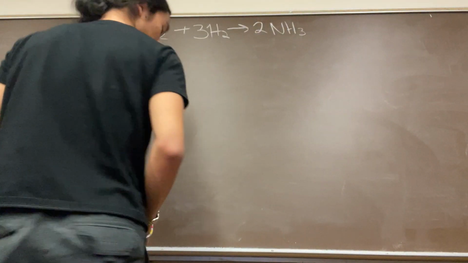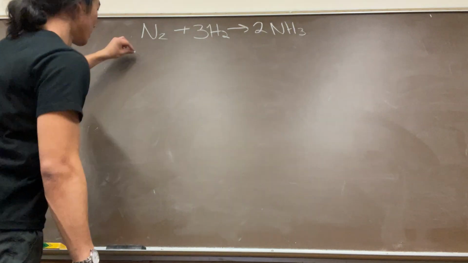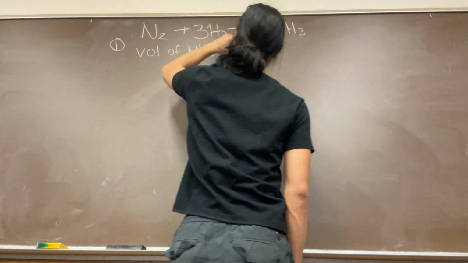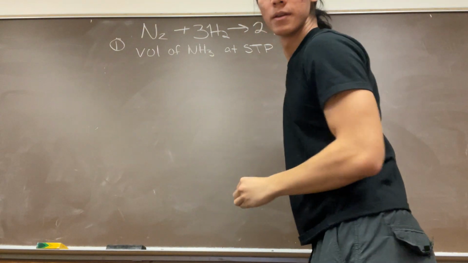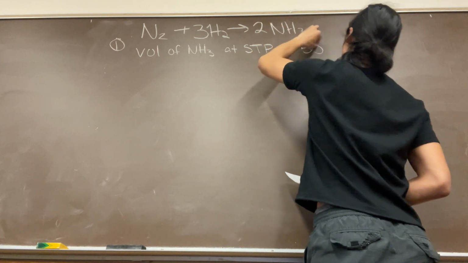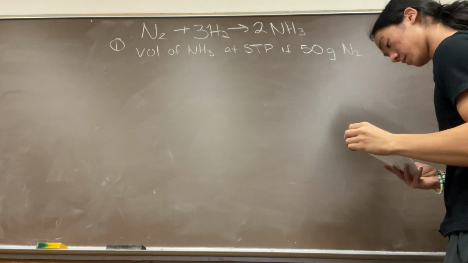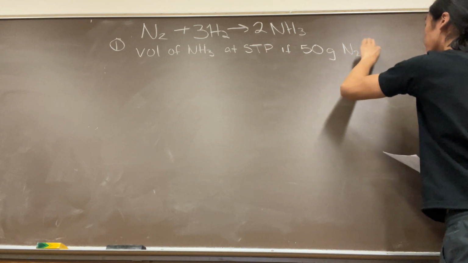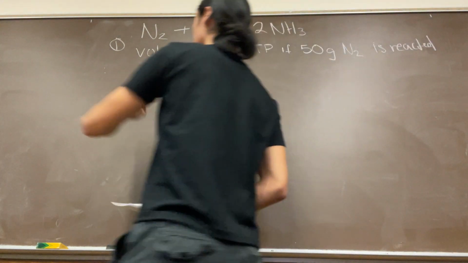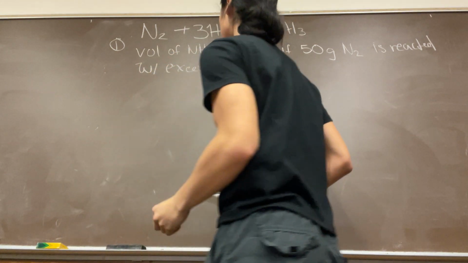So the question asks, what volume of NH3 at STP is produced if 50 grams of N2 is reacted with excess of H2, right?